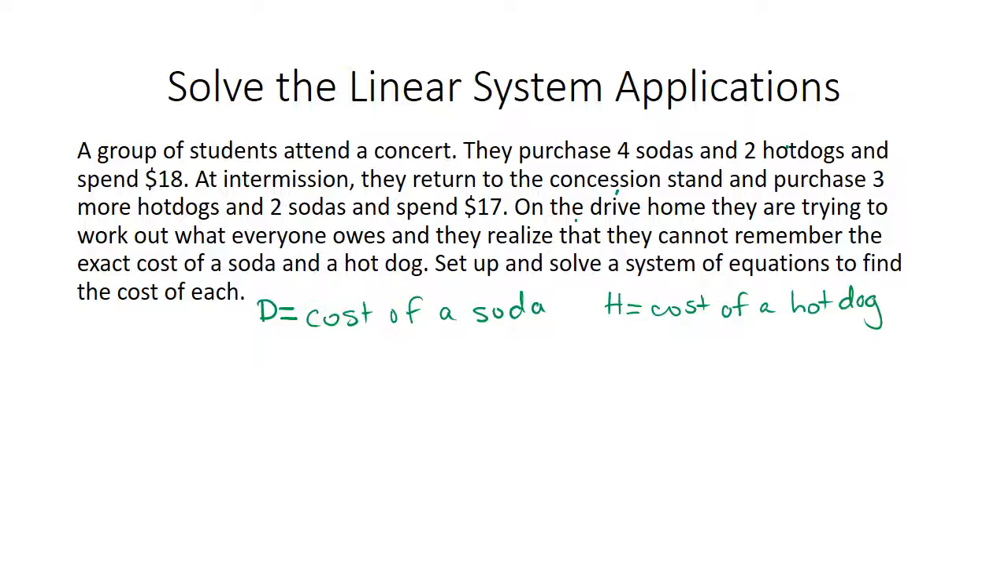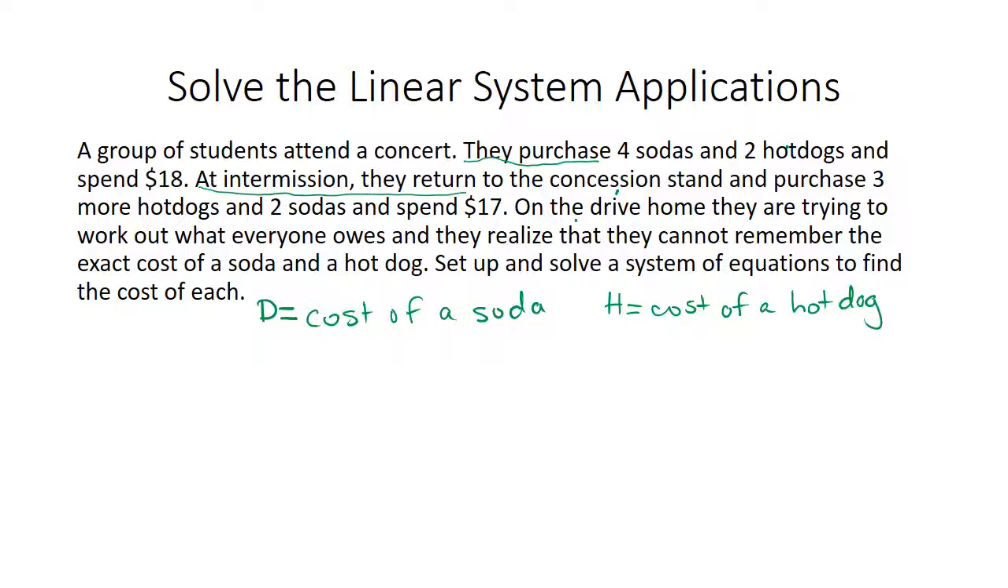Okay, so the second thing we need to do is actually begin setting up our equations. You should also know that these types of problems will usually provide 2 different scenarios for you, and both scenarios will utilize the 2 variables in some way. So our 2 scenarios have to do with the same group of students, but the scenarios are separated based on the 2 purchases. They purchase a bunch of stuff, sounds like at the beginning of the concert, and then at intermission they return and purchase more things. So those are really our 2 scenarios, the 2 different purchases.